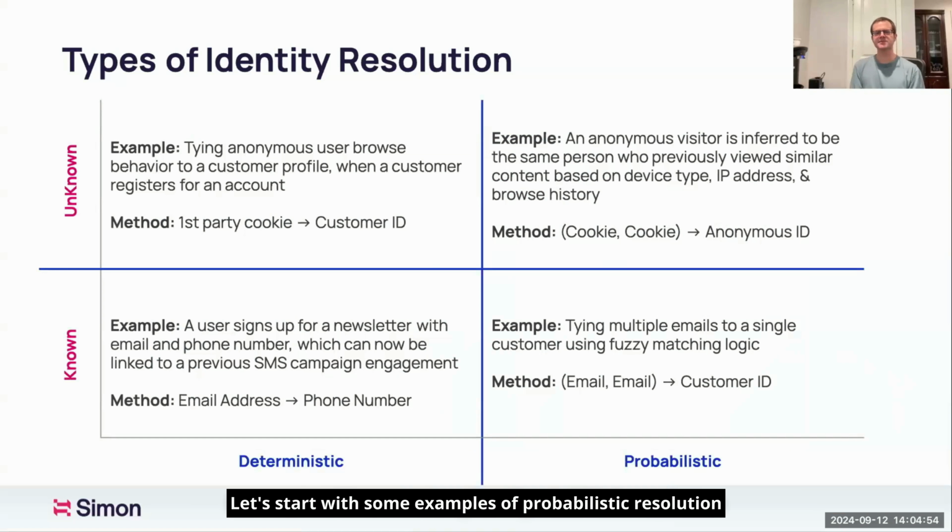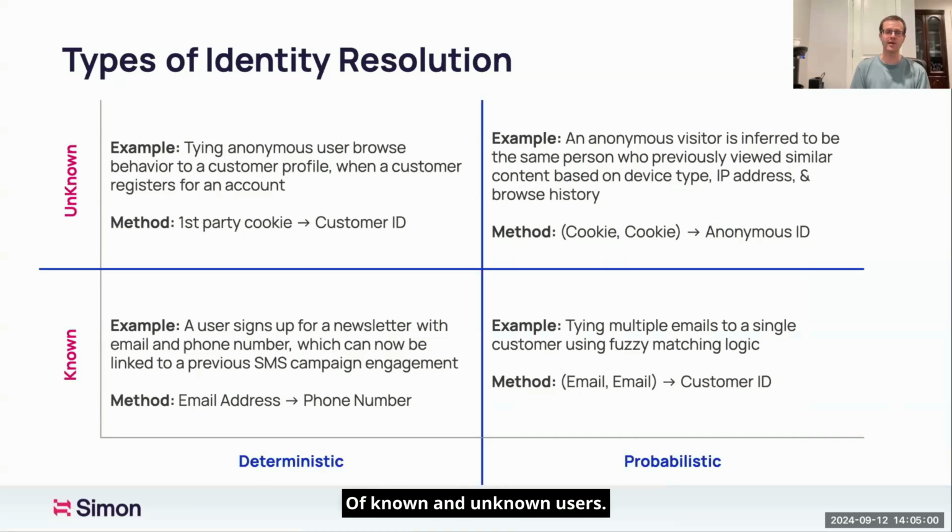Absolutely. Let's start with some examples of probabilistic resolution, and we'll further refine those into resolution of known and unknown users. With known users, probabilistic methods really focus on linking records through similarity, which we often call fuzzy matching. So this might allow us to compensate for things like nicknames or different forms of a mailing address, et cetera, while still managing to actually make a match between disparate records. Probabilistic methods for unknown users do something pretty similar with IP addresses, user agents, session contexts, and things of that nature. They're essentially just trying to link together web browsing sessions.